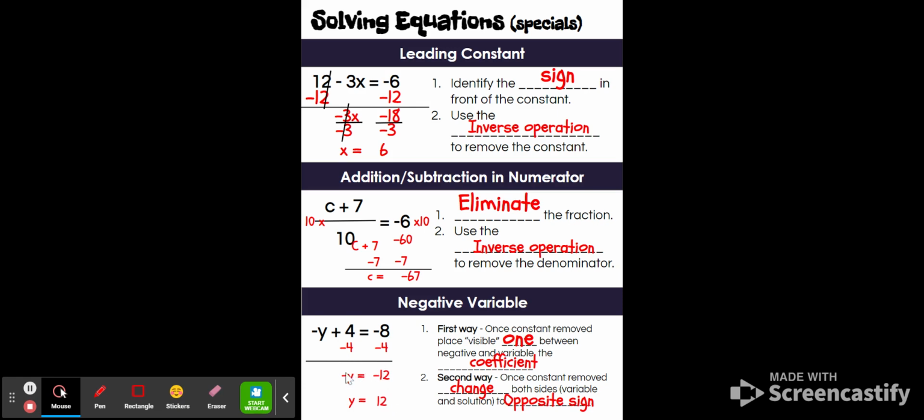And when you do that, it'll flip the sign. So like a negative divided by a negative is a positive 1. A negative 12 divided by a negative 1 is a positive 12. So it kind of flips the sign.